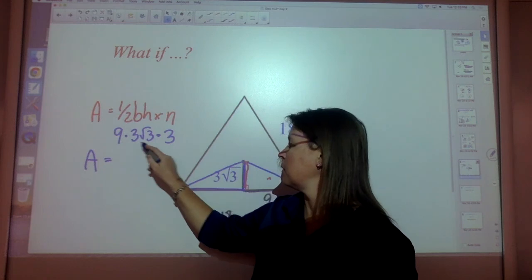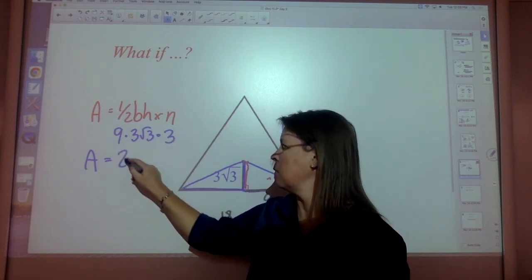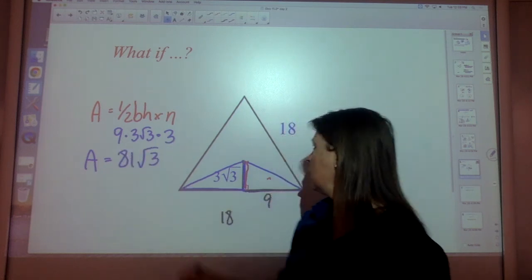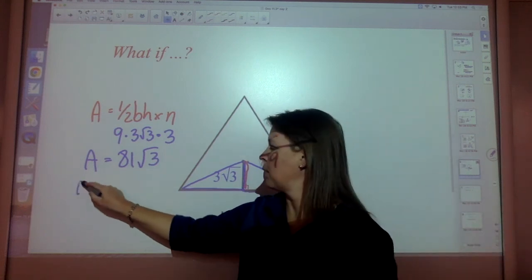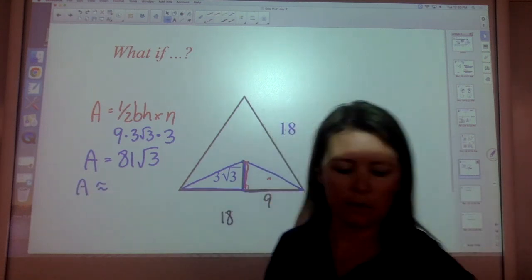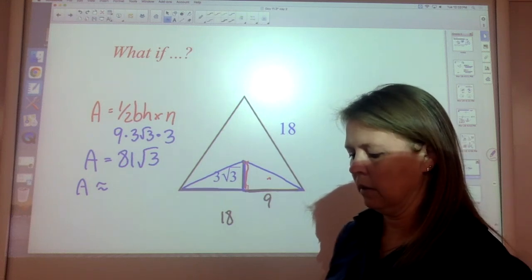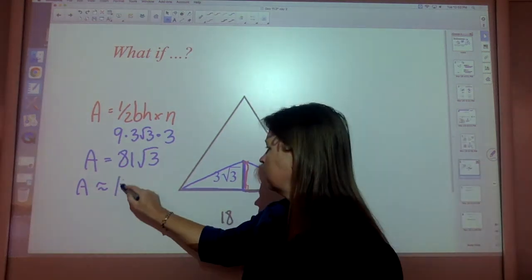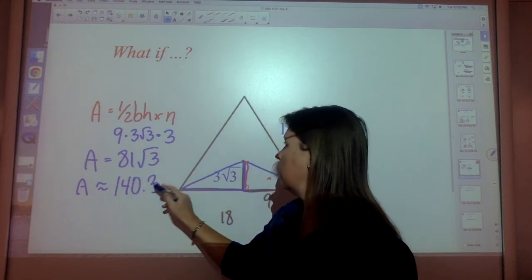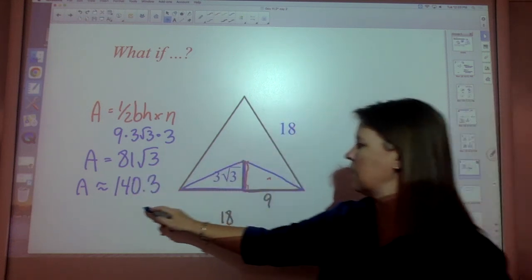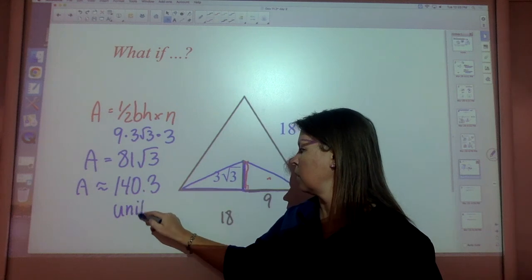Exactly 9 times 3 times 3 is 81 square root of 3, and approximately to the nearest tenth, 81 times the square root of 3 is 140.3. This did not give us units on it, so we're just going with units squared.